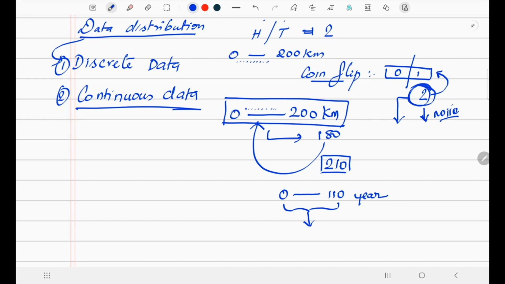Right? So discrete data is data that takes only a specified value. For example, here, what is the output of a coin? Either head or tail. What is the output of a dice? 6 faces, 1 2 3 4 5 6. So discrete data is data that takes only specified values.